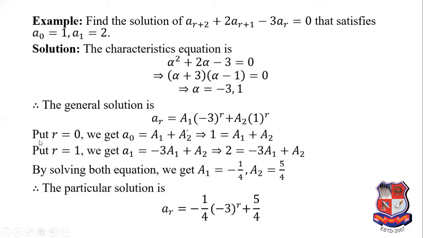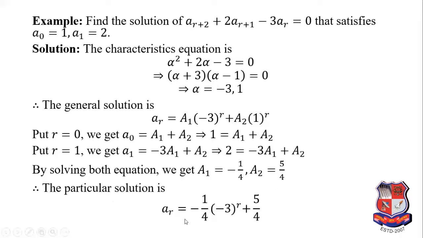So for that, let's first substitute r equal to 0 in that general solution. We'll get a0 equal to A1 plus A2, so the first equation is 1 equal to A1 plus A2. Now put r equal to 1: a1 is equal to minus 3A1 plus A2, and by substituting the value of a1, we'll get 2 equal to minus 3A1 plus A2. By solving those two equations, we'll get the value of A1 as minus 1 by 4 and A2 equal to 5 by 4.